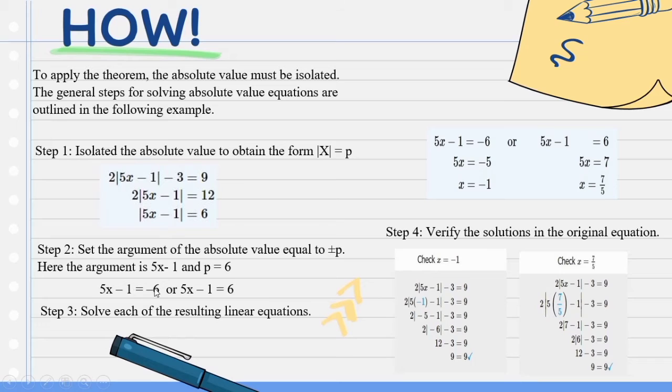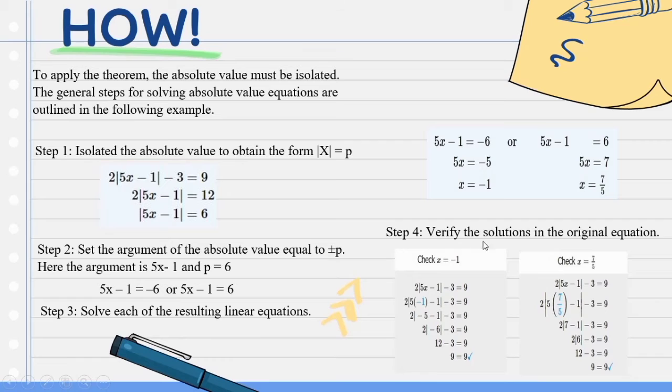You must set 5x minus 1 equals minus 6 or 5x minus 1 equals 6. Step 3. Solve each of the resulting linear equations. You calculate, and the result is x equals minus 1 or x equals 7 over 5.